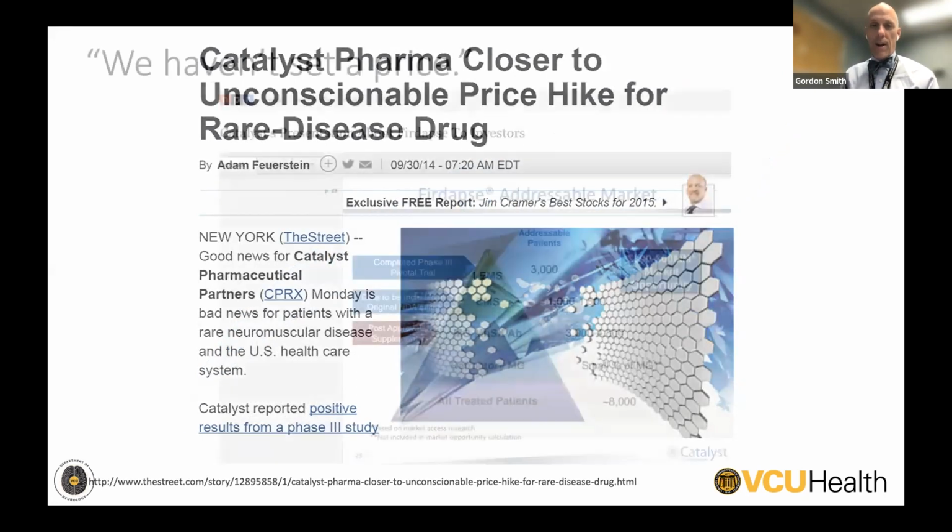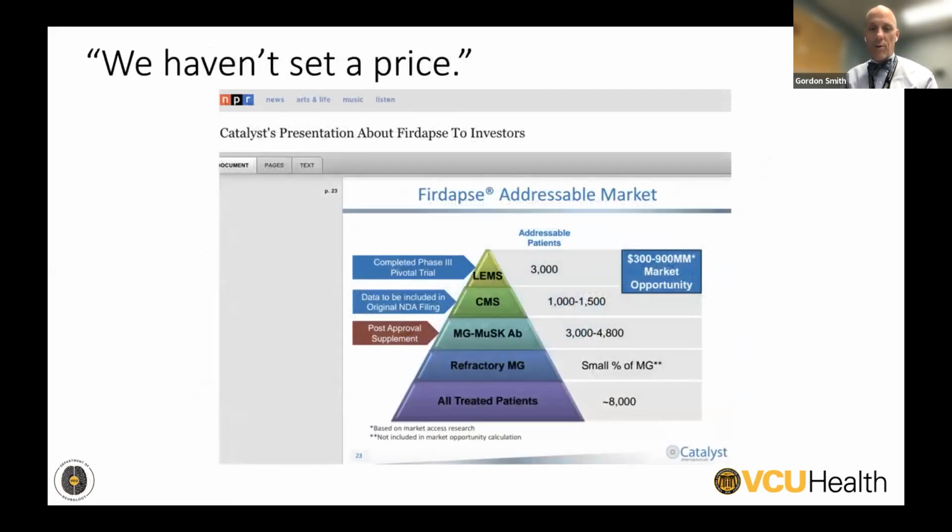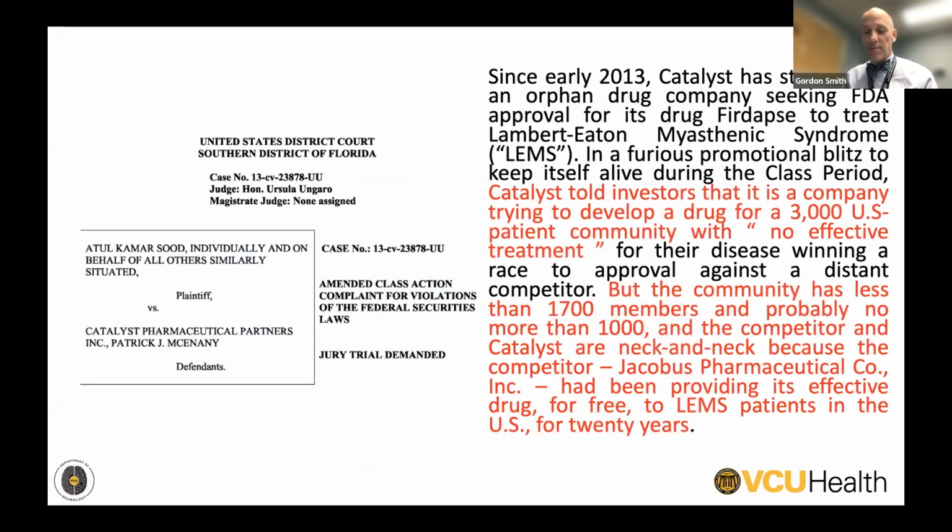And they tipped their hand in an interesting fashion at a Wall Street conference called the Jefferies Conference in 2015. And you'll see that this is one of their slides that they were telling investors that there were 3,000 Lambert-Eaton patients in the United States, and this represented a $300 to $900 million market opportunity. So when this happened, I remember saying, holy cow, they're going to charge between $100,000 to $300,000 a year for this drug. And even Ted Burns said, Gordon, you're crazy. They're never going to do anything like that. But nevertheless, this created enormous amounts of concerns about what would happen.